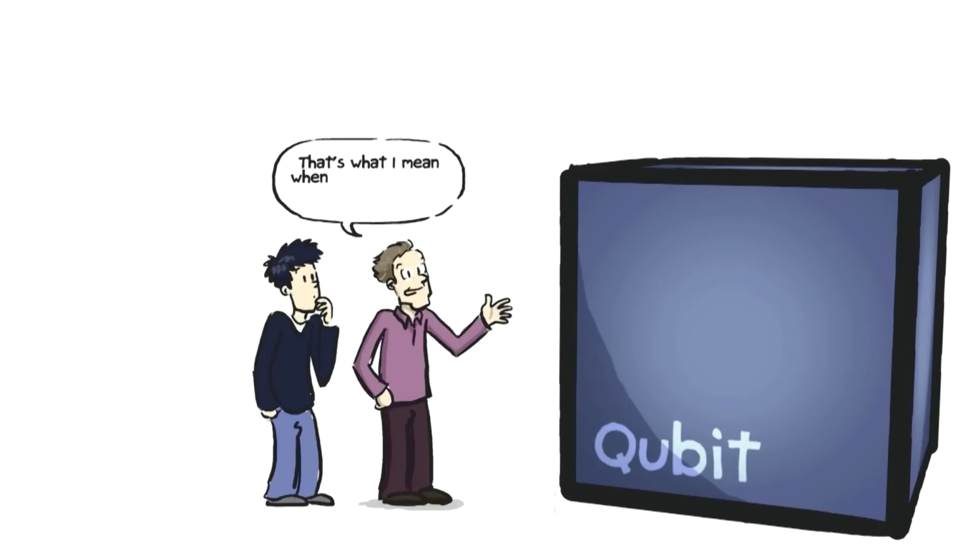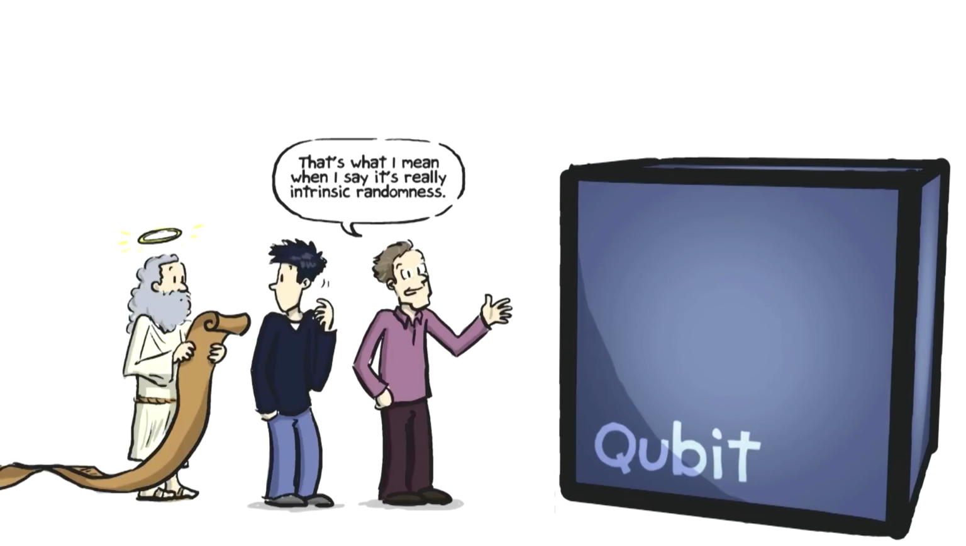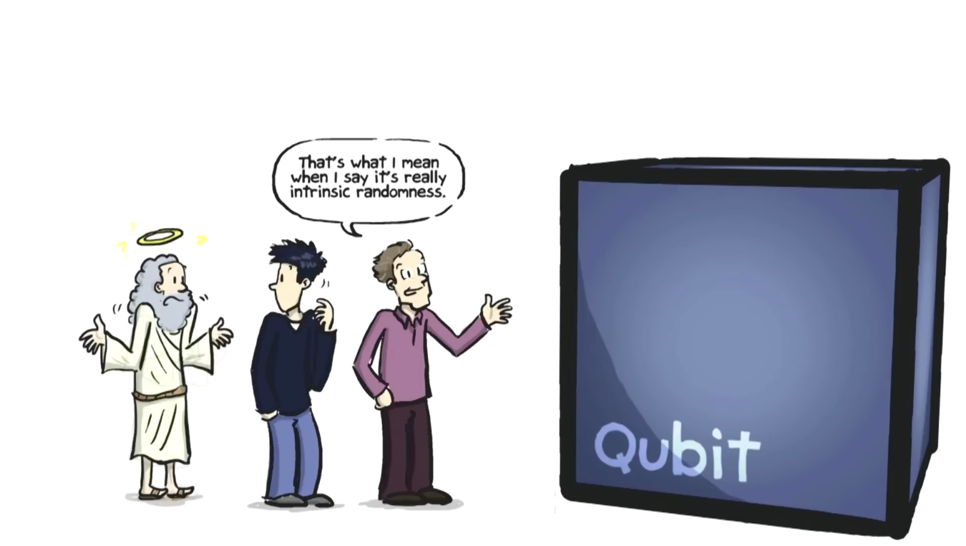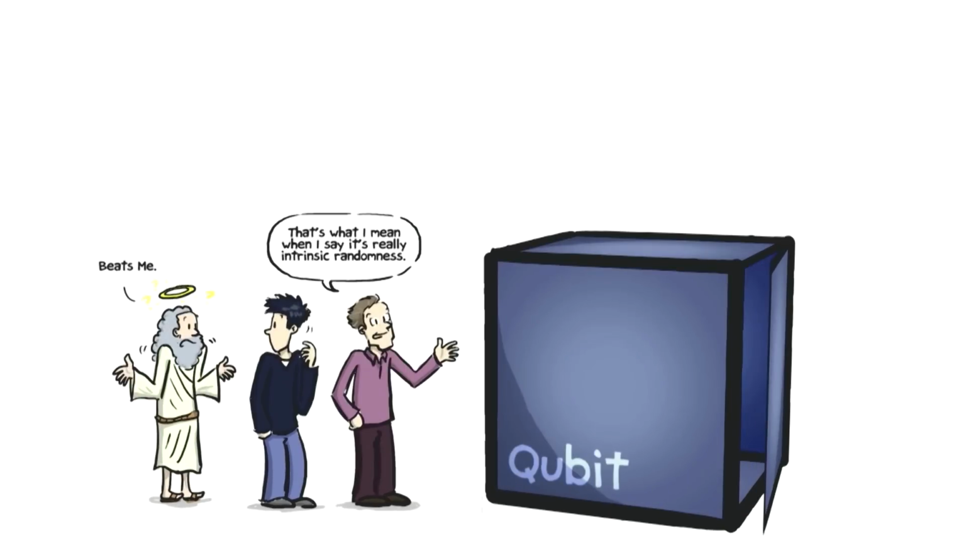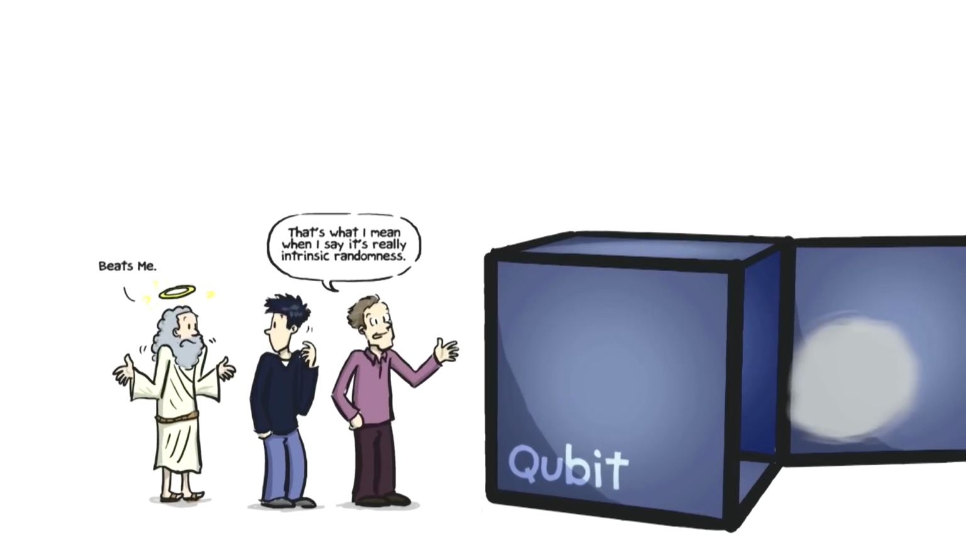That's what I mean when I say it's really intrinsic randomness. It's not that there's some record somewhere, but you haven't looked at it yet. There's no record. It hasn't been decided yet whether it's going to be a 0 or a 1. It's not until you make the observation and open the door that it becomes the value of this bit. Maybe it's a 0, maybe it's a 1.